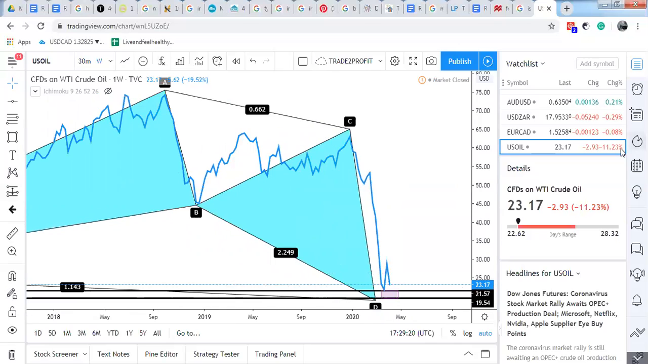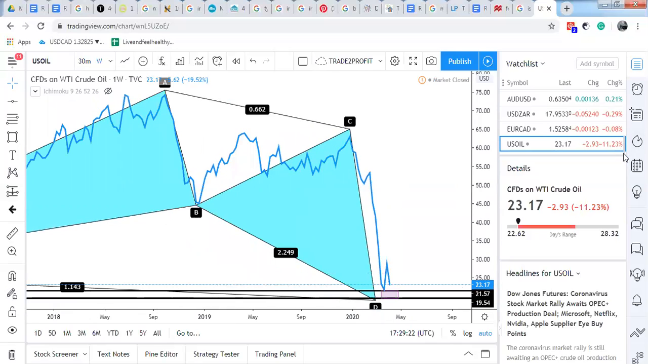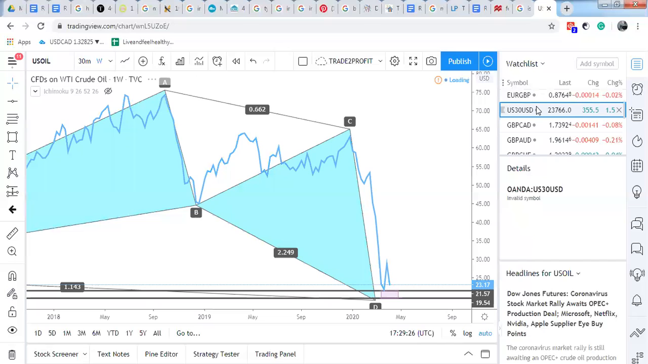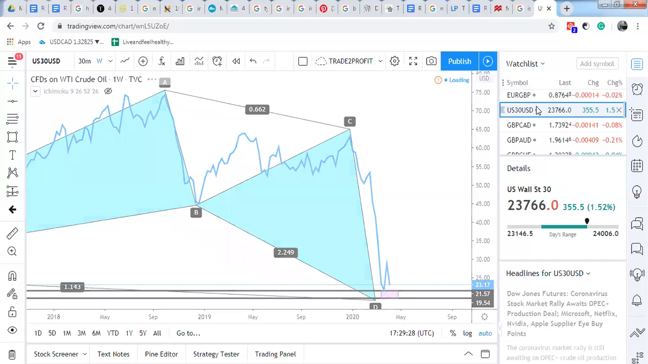We missed US30. We didn't really stay long in it. I didn't really expect US30 to drop as far as it did. I knew it was going to drop, but the drop was really massive. So oil is one thing that you don't want to miss. Keep an eye out and invest.